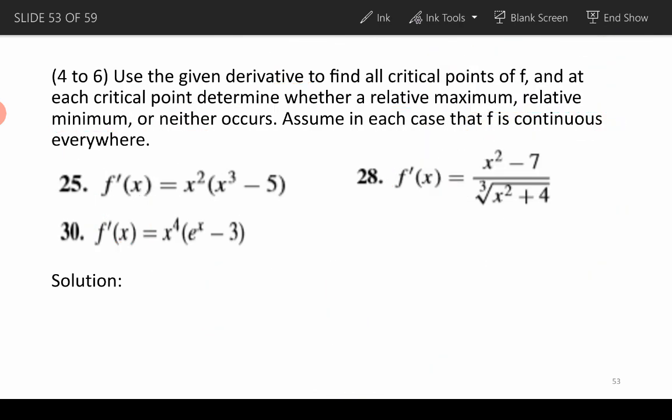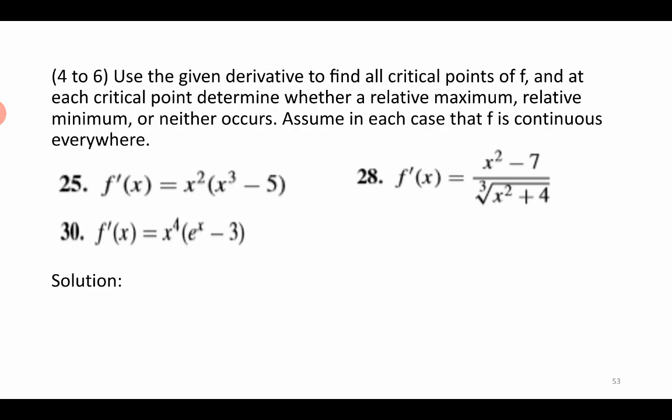There are 2 more problems. I will try only 28, then I leave the rest to you. Problem number 28, the first derivative is given. We know the denominator can never be 0 because x is squared. Even if you give a negative value, the square will make it positive. So plus 4, it will be positive. So the denominator is non-zero. You cannot find a critical point from the denominator, so the only possibility is to take the numerator equal to 0.